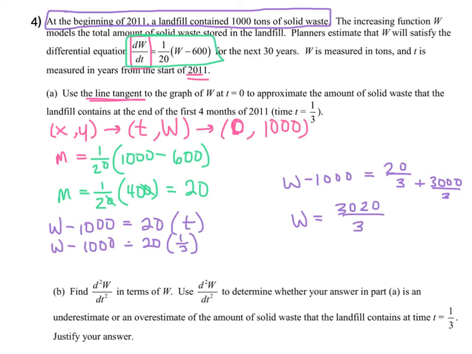And what does that stand for? That was the amount of waste in tons. So we have 3,020 thirds tons of waste.